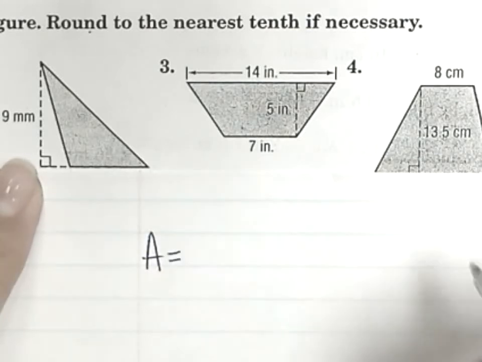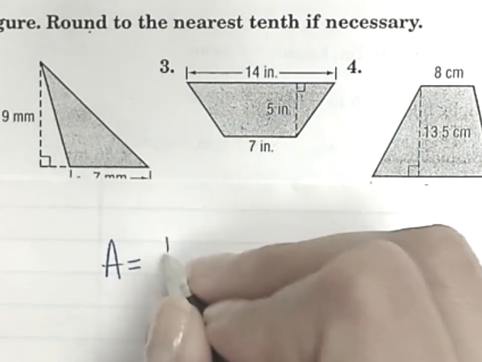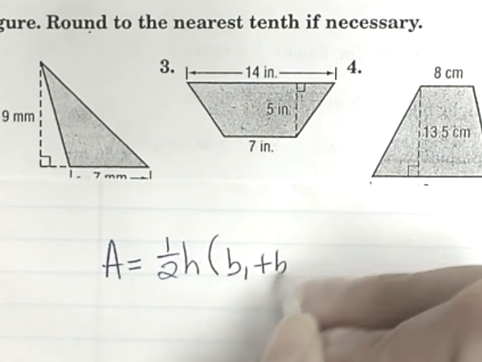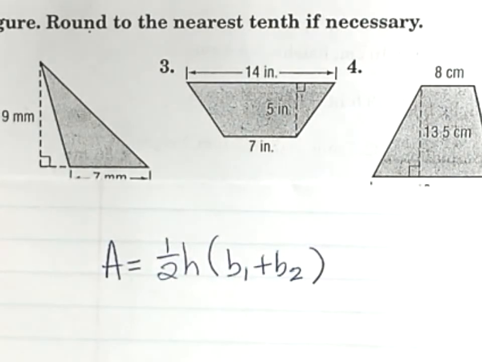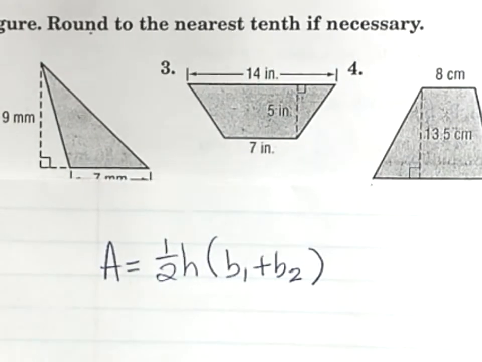Area formula for a trapezoid. You have 2 choices. Please be quiet. We've got half the height times base 1 plus base 2. Miss Ortega, do I have to write that? Yes, you do. Where did I get that formula from? Well, on the paper or from your foldable.